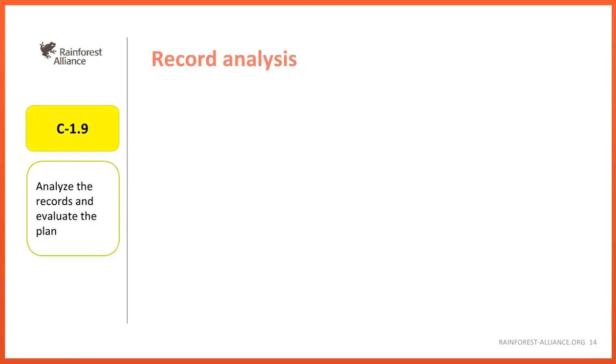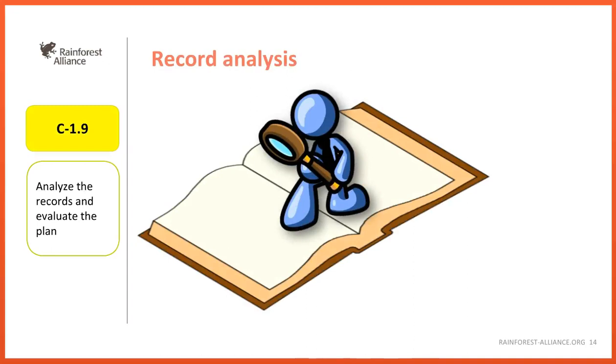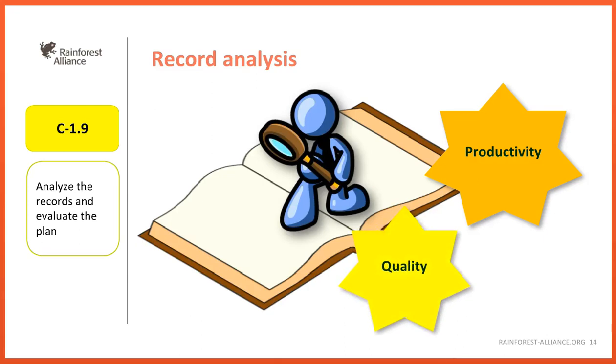Once we have all these records, what should we do with them? We need to analyze them annually to see what went right, what went wrong, and what are the areas of improvement. Let us see whether the expected productivity and quality have been achieved and what we can do better. You can adjust the farm management plan accordingly for the following year.